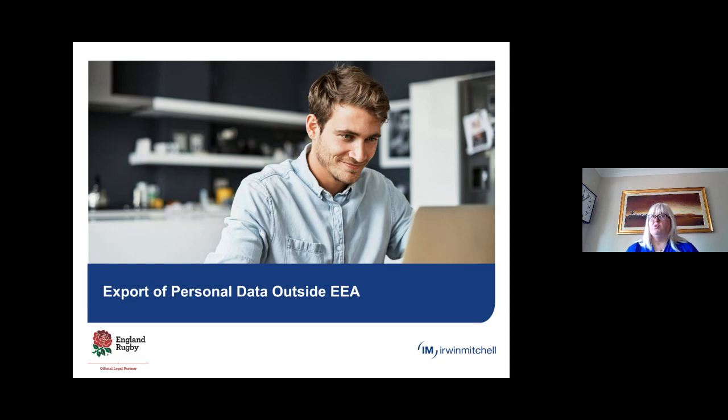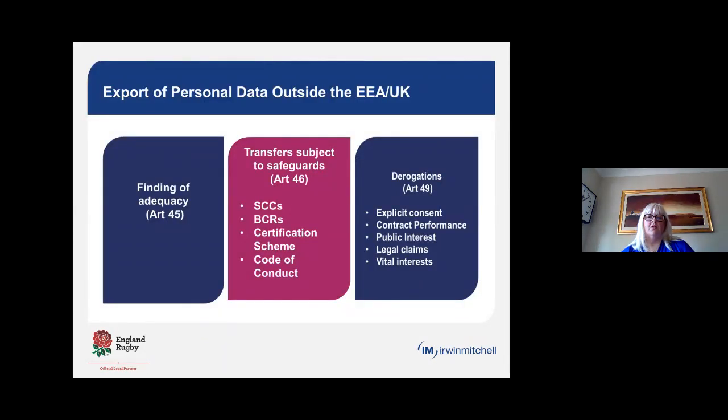So in terms of what do you do, what are these hoops that you have to jump through? By way of a quick recap, and these are on the slide, you'll see that we have got 3 lozenges, and they are in order of where you should go first. So you should start with Article 45.